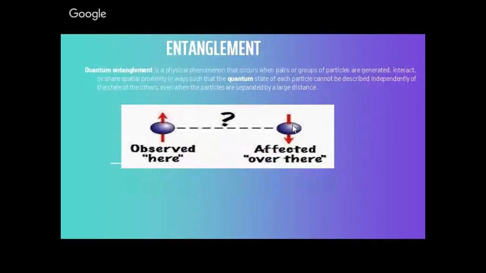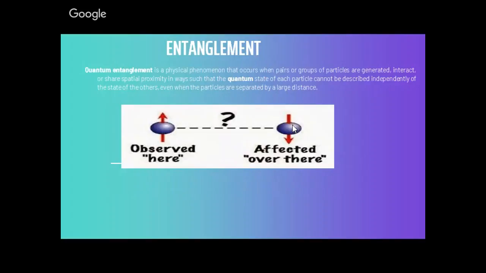Entanglement is a physical phenomenon that occurs when pairs or groups of particles are generated, interact, or share spatial proximity in ways such that the quantum state of each particle cannot be described independently of the state of the others, even when the particles are separated by a large distance.